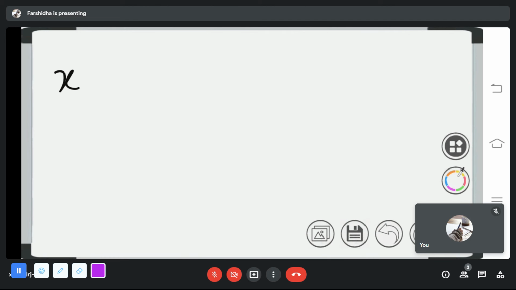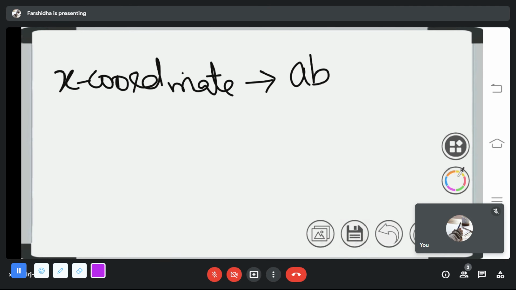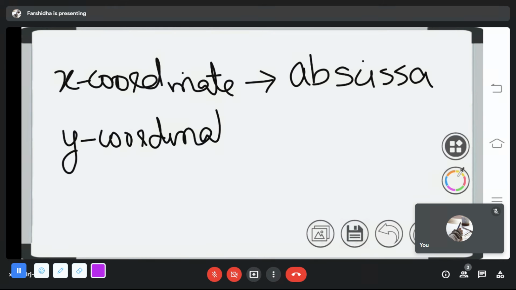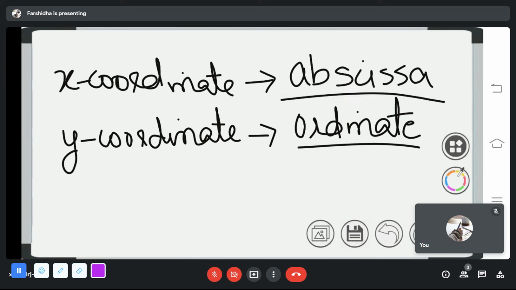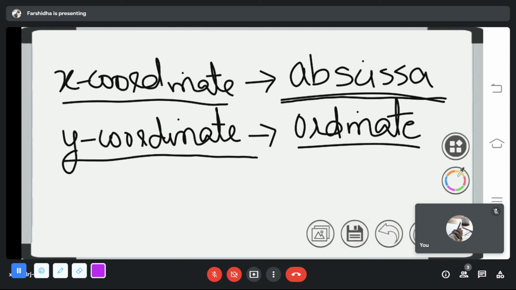So x coordinate is also known as what? Abscissa. So x coordinate is also known as abscissa. Y coordinate is also known as ordinate. Abscissa and ordinate. So instead of x coordinate and y coordinate, in the question they will be asking to find abscissa and ordinate.